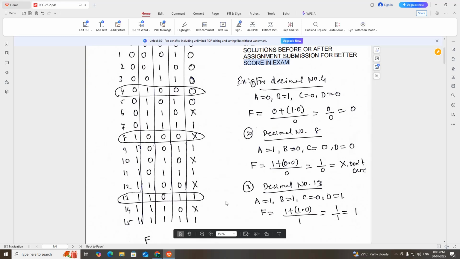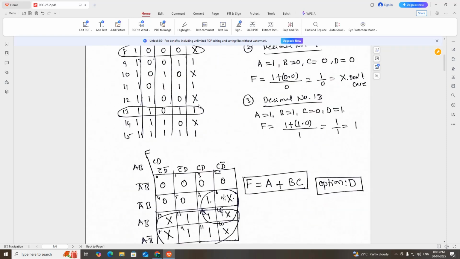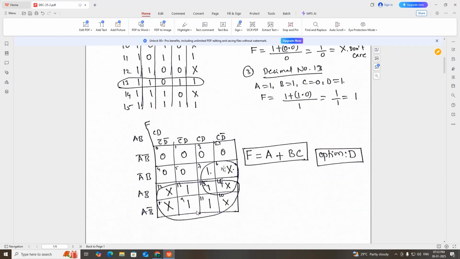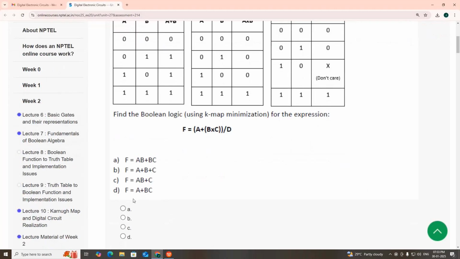So likewise you can complete the remaining input combinations, and then we have formed a truth table. You must know how to simplify the truth table using a Karnaugh map. If you simplify this, you will get a plus bc: a from this group, and bc from that group. So the answer is option D, A plus BC.